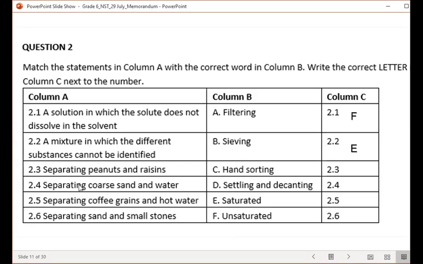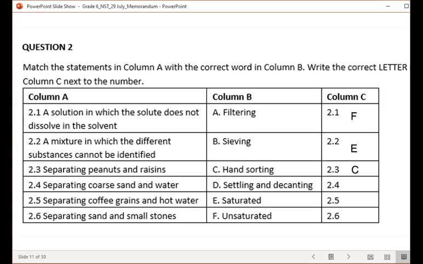All right. Question 2.3, separating peanuts and raisins. Is it filtering, sieving, hand sorting, or decanting? That's A, B, C, or D. All right, I see C, C, C. Indeed, it is C.